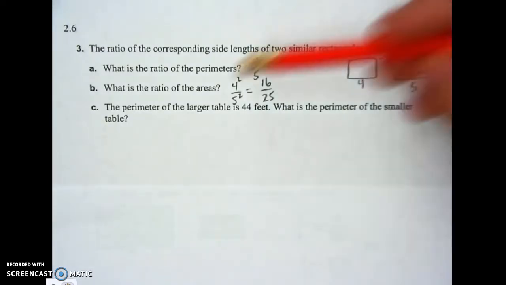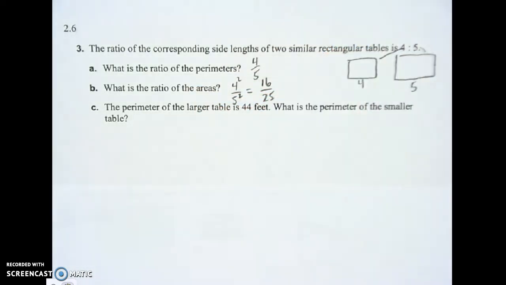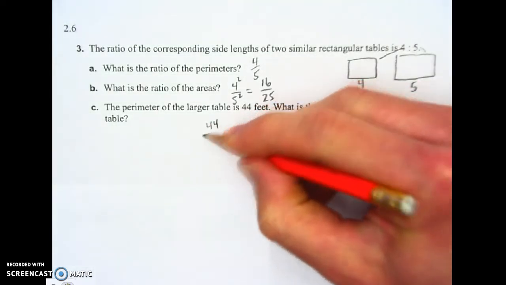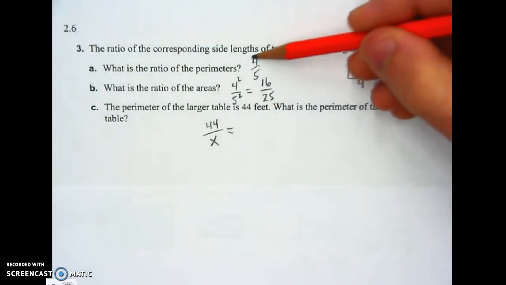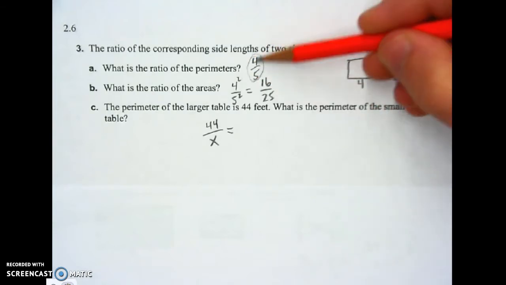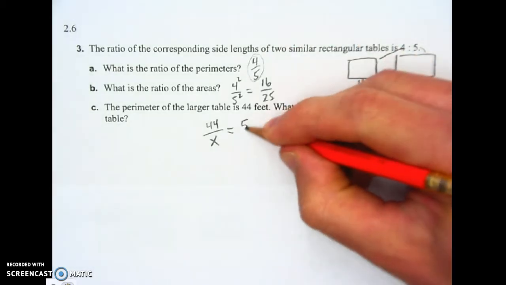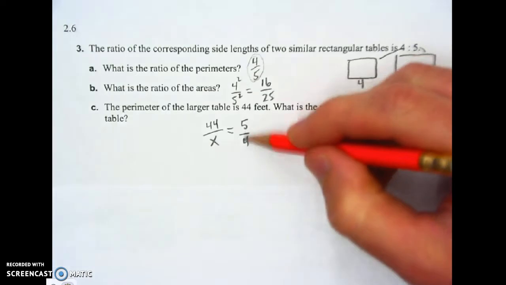Part C. The perimeter of the larger table is 44 feet. What is the perimeter of the smaller table? So I know the larger one is 44, and I don't know the smaller one. I'm going to call that X. I'm going to set it equal to the perimeter ratio that I already have right here, because it's comparing perimeters. But I'm going to have to switch this around, because I put bigger over smaller. I'm also going to have to put bigger over smaller. I know this perimeter, I don't know this one, but I know the side lengths are 5 to 4.